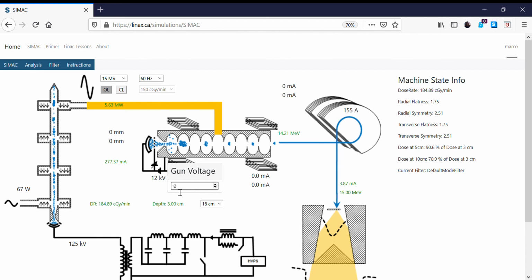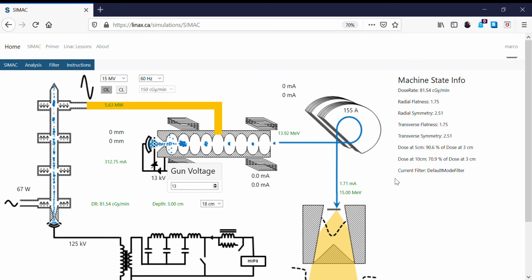If I go to 13, we now drop off to 81, which is the lowest dose rate. So what I can do again, as before, if we wanted to, is recover the dose rate by adjusting the bending magnet current.